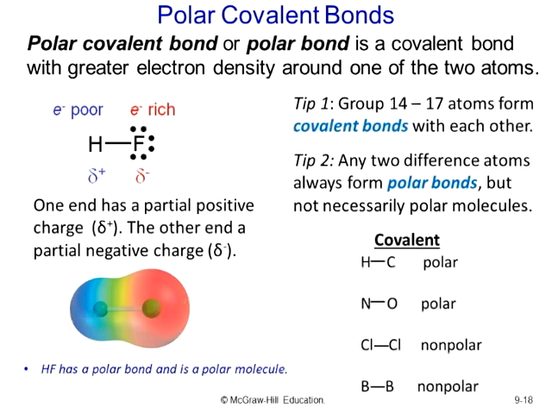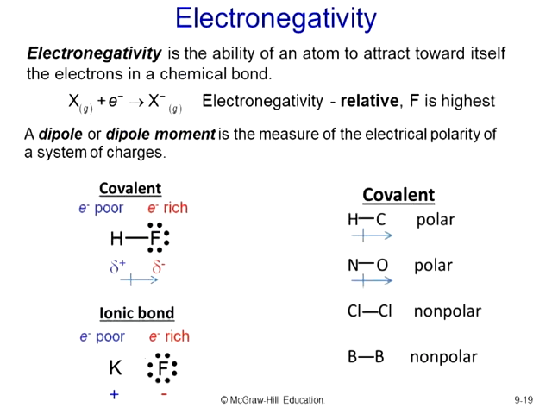As it turns out, HF has a polar bond and is also a polar molecule. How do we know it's a polar molecule? That's where electronegativity comes in. Electronegativity is the ability of an atom to attract towards itself the electrons in a chemical bond. In other words, that element has the ability to invite the electrons closer to it than the other atom.